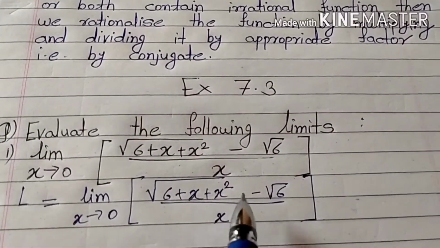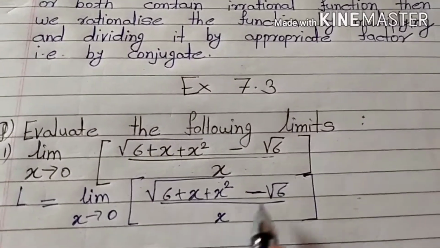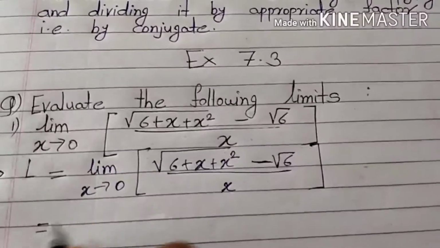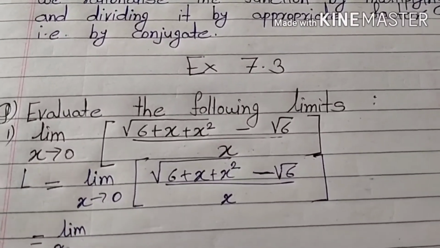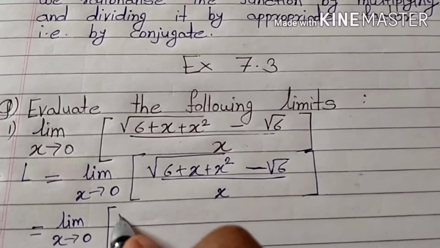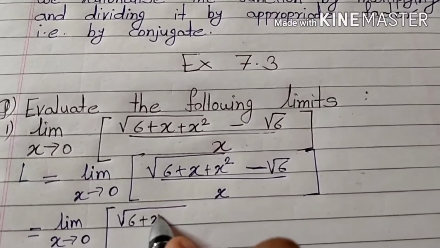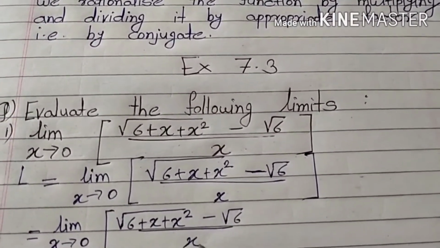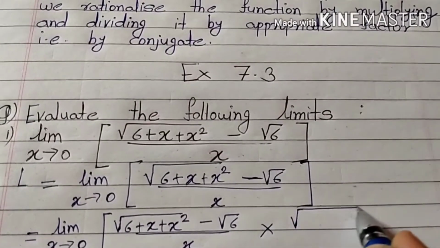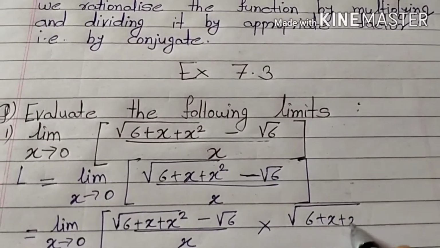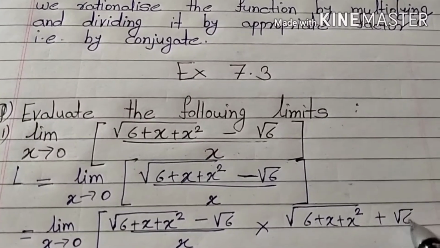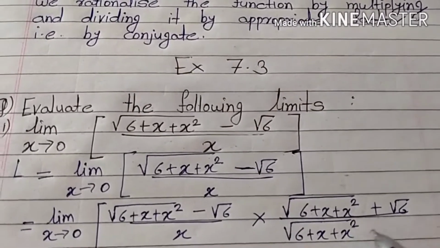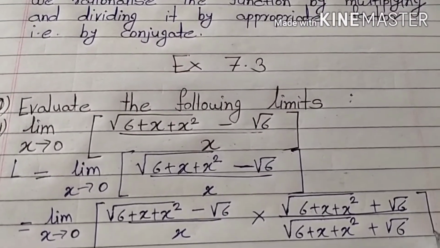Now multiply and divide by its conjugate, meaning the same number but the sign will change. Here it is minus, so we take the plus sign. So limit x tends to 0, root of 6 plus x square minus root of 6, upon x, and take its conjugate, that is root of 6 plus x square plus root of 6, upon root of 6 plus x square plus root of 6. Okay.